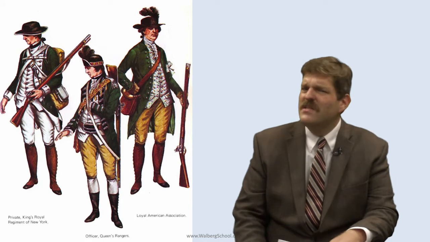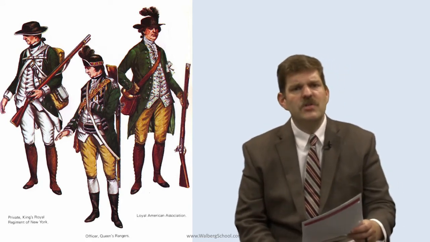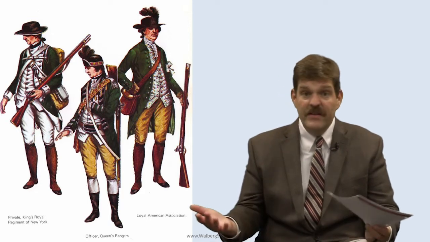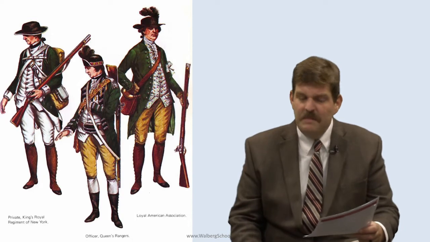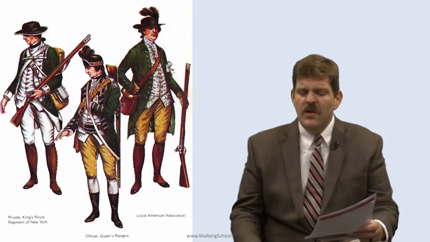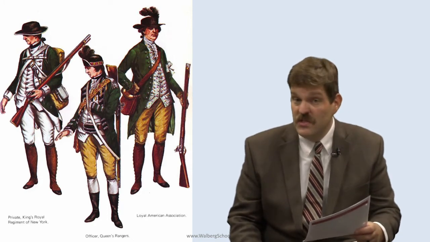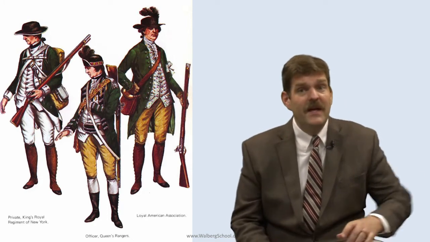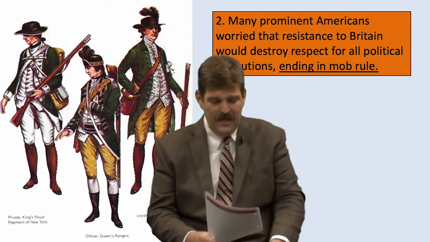In subpoint D, though, we have to understand that the goal of this was not necessarily independence, or at least that independence wasn't the clear goal in 1775. Opinions on whether or not the country should be independent varied in the colonies, and it varied from person to person. A lot of prominent Americans said that if you resist Great Britain, all you're going to do is destroy all British respect for the political institutions of the country, and what you're really going to end up with is not a free country, but a mob-ruled anarchy.